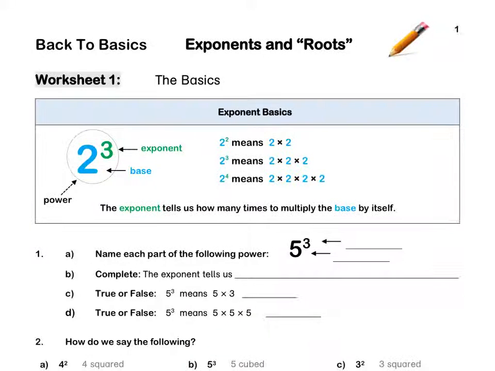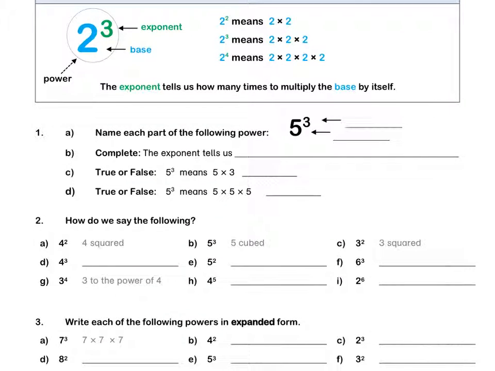Let's look at question 1. Name each part of the following power. The 5 is called the base and the 3 is the exponent. Question B. The exponent tells us how many times to multiply the base by itself. Use what you have learned to answer question 1 by yourself. Press pause to do so. When you are ready, press play for question 2.